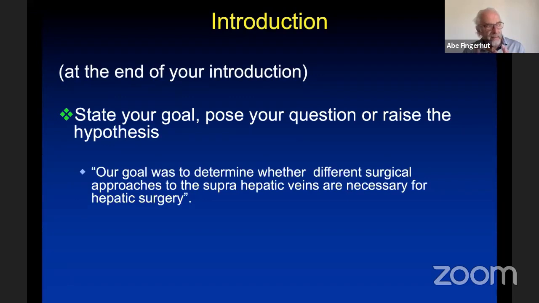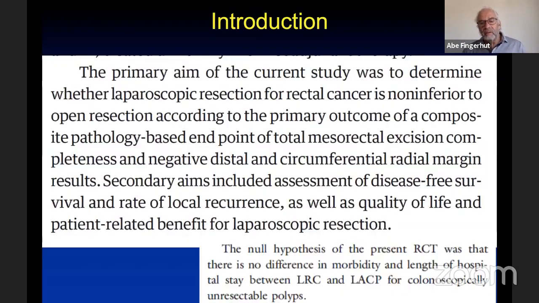This is the last part of your introduction. The first part is what is known or what is not known, and what the author is going to try to show to the reader. And then at the end, the goal. Here's an example: the primary aim of our current study was to, and so forth. The null hypothesis was to show, or whatever.